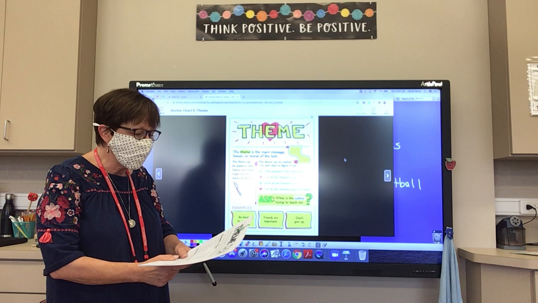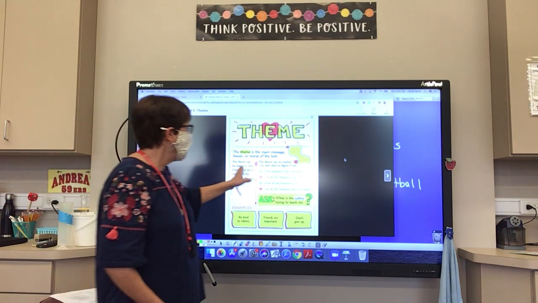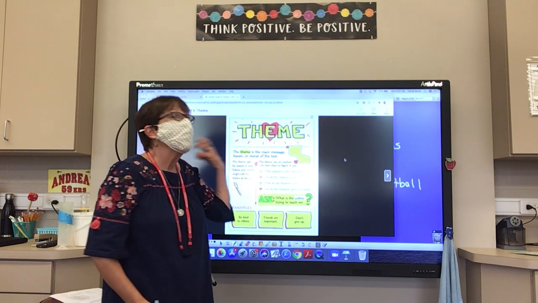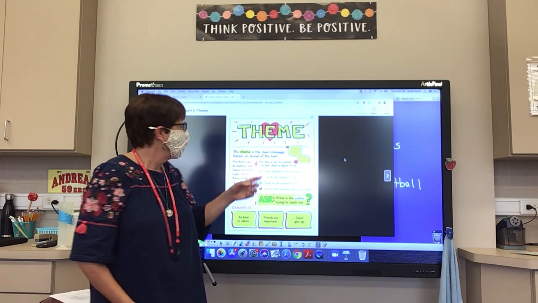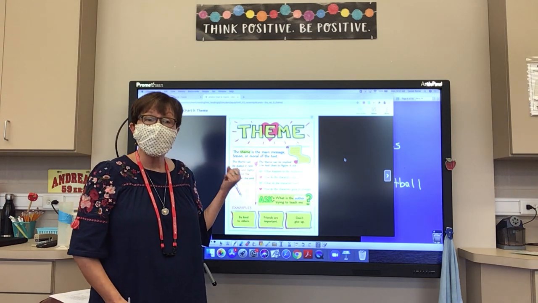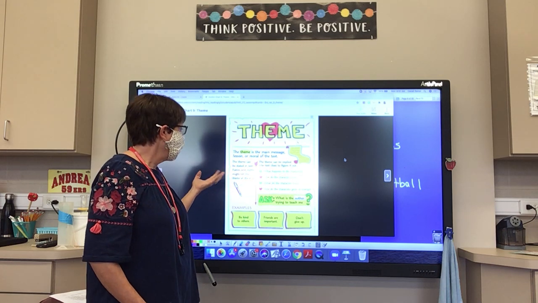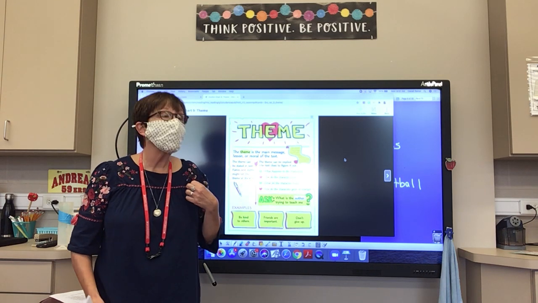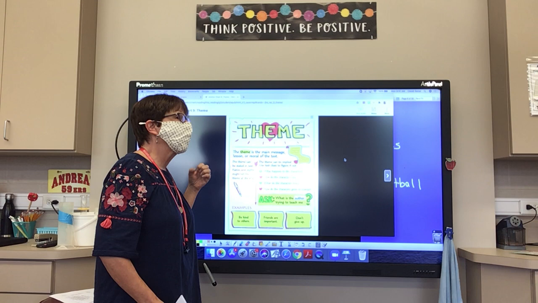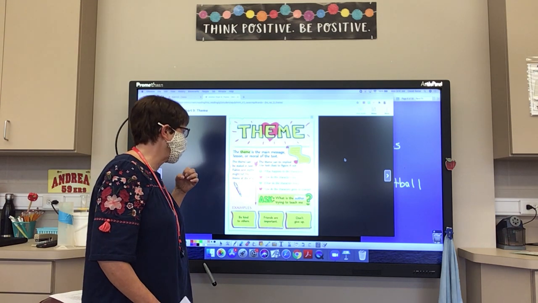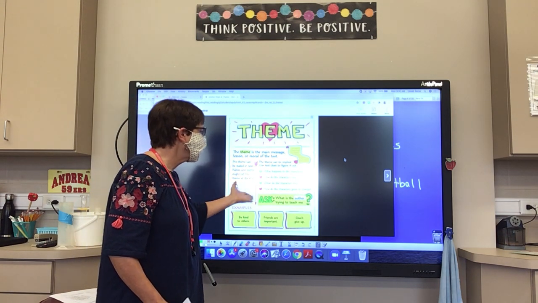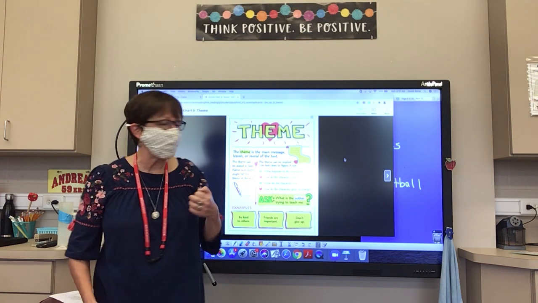And how do we do that? Well, we look for the clues. We think, what happens to the characters? How do the characters react? What do the characters learn? And how do the characters grow or change? And we ask ourselves, what is the author trying to teach me?